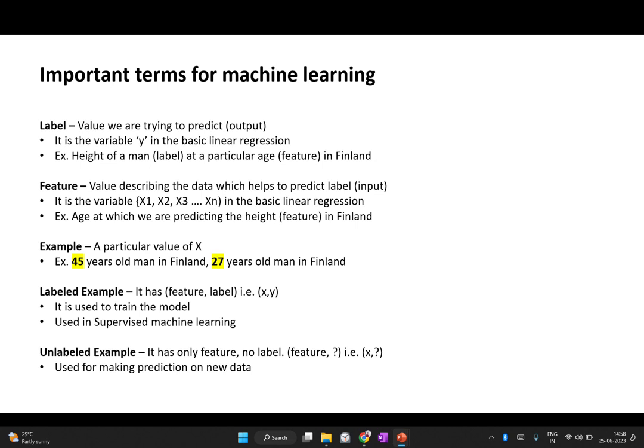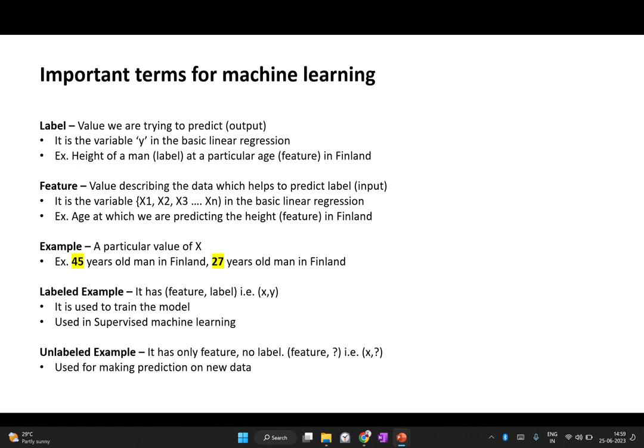it is the Y. An example I would like to take here is, let's say we have data where we are trying to predict the height of men for a particular age in the country Finland. So we have a lot of data available for maybe more than 100k or 500k men there with their age and the corresponding height, and we would like to predict the height given a particular age. So that particular height is the label here, right?